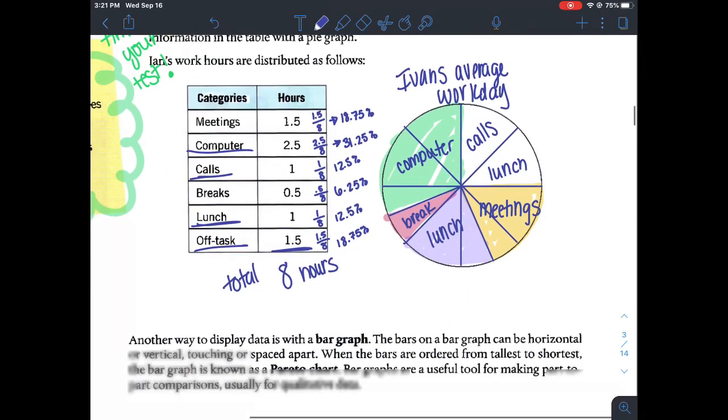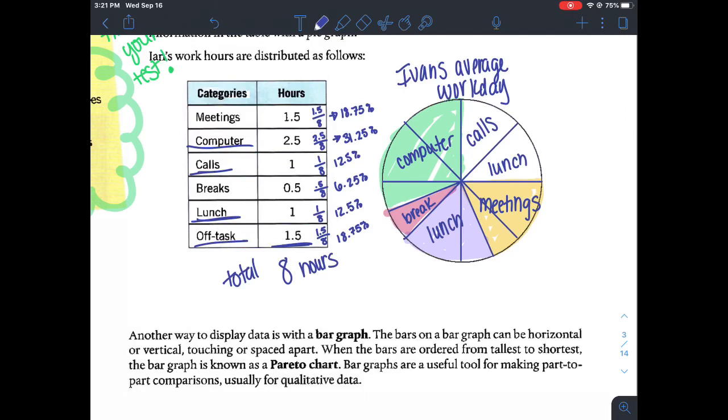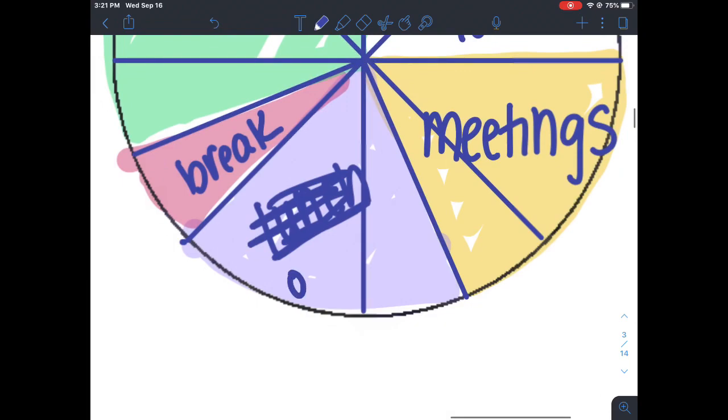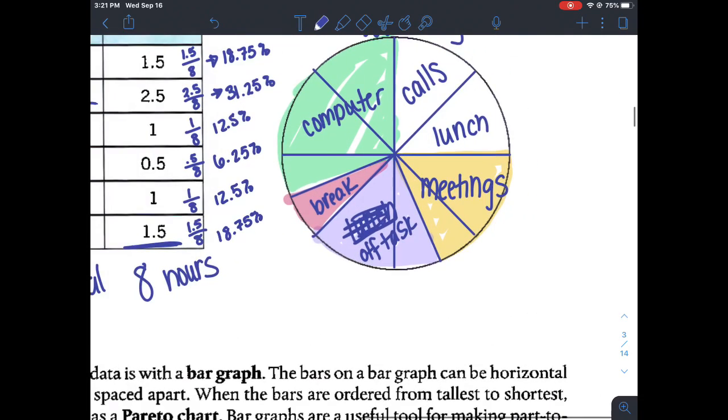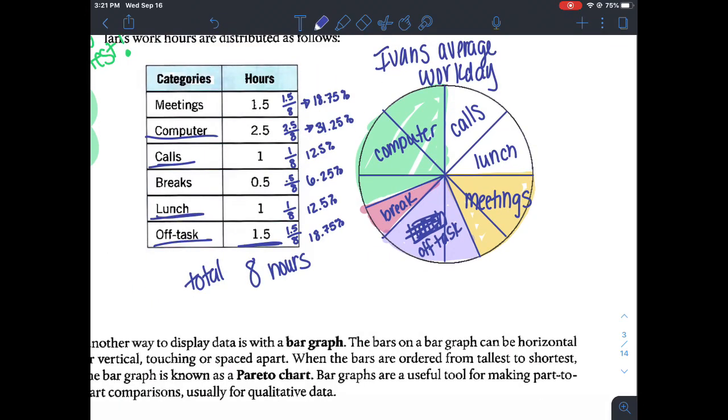Okay, so now he can see what he is spending most of his time on. I labeled lunch twice. This lunch should actually be off task. Okay. We can see that most of his day is on computer. Then the next part of his day is either in meetings or he's off task. A small part of his day is calls and lunch, and then a very small portion of his day is spent on a break.